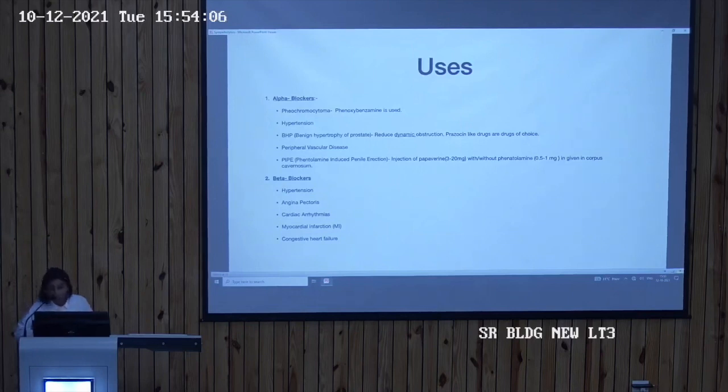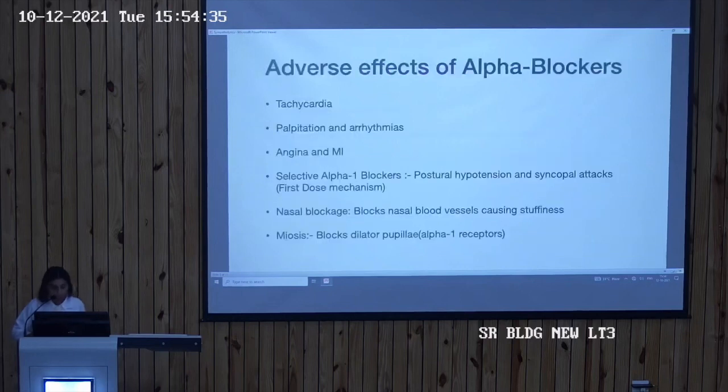Then we have peripheral vascular diseases. Alpha blockers are also used in papaverine-induced penile erection. In these, an injection of prazosin with or without papaverine is given in the corpus cavernosum. Beta blockers are again used in hypertension because they decrease the blood pressure. Then they are used in angina pectoris, cardiac arrhythmia, myocardial infarction, and congestive heart failure.